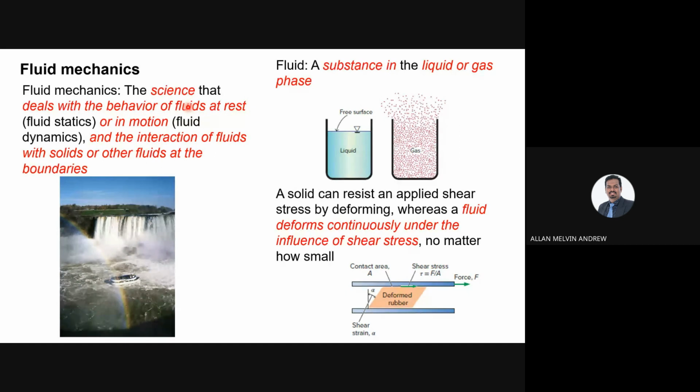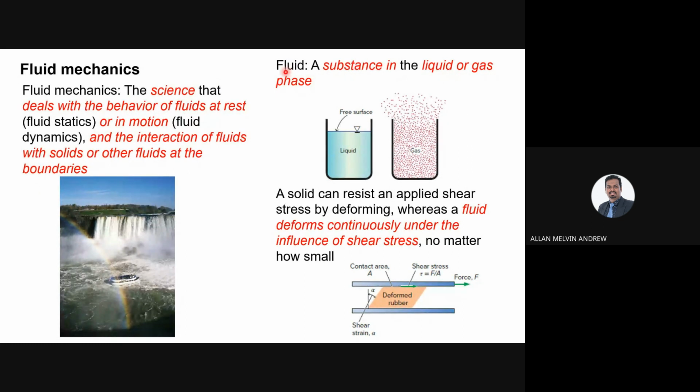Okay, so you need to get this. Normally we have a misconception that fluid means water, a liquid. It's not. A fluid involves air as well as water. So fluid mechanics deals with static fluid. Even air can be static. And if it's in motion, we call it fluid dynamics. Dynamics meaning moving, and the interaction of fluid with solids and other fluids at the boundaries. So that is the definition of fluid mechanics.